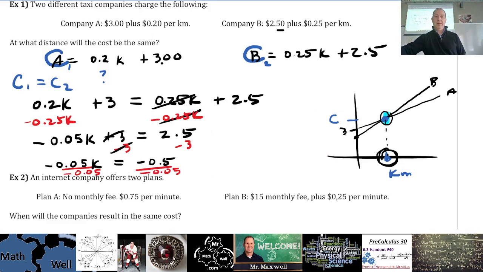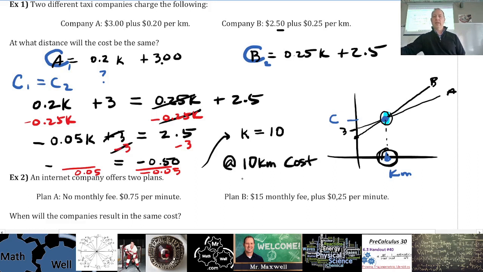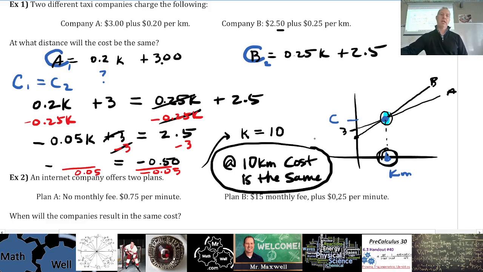Okay, and so I'll finish up over here. So that's going to give us just k on the left side, and this is 0.50 divided by 0.05. So that's the same as 50 divided by 5. See that? It's like 50 divided by 5, which should be 10. You like that? So at 10 kilometers, the cost is the same.